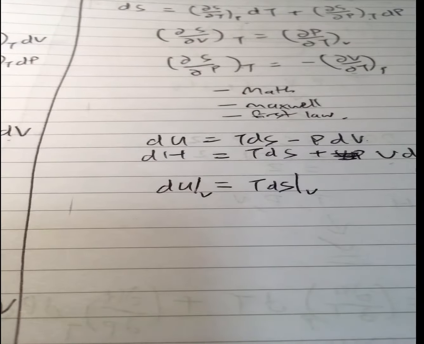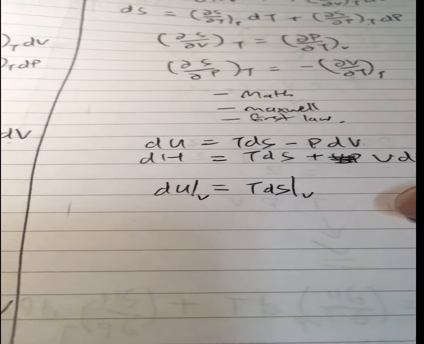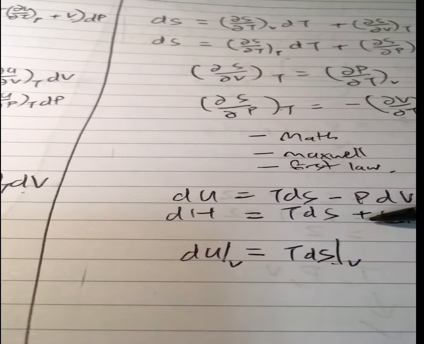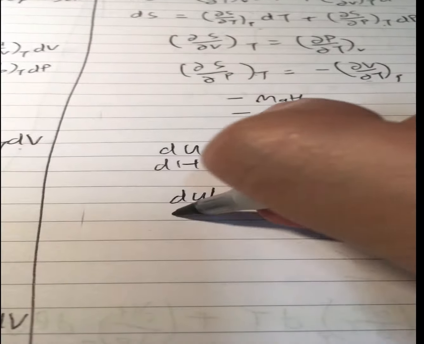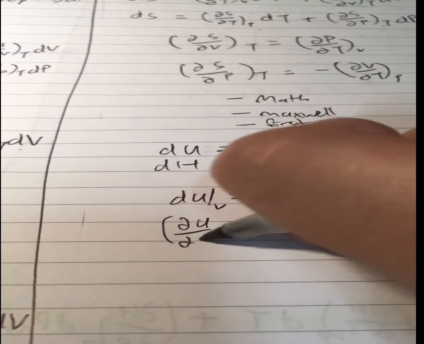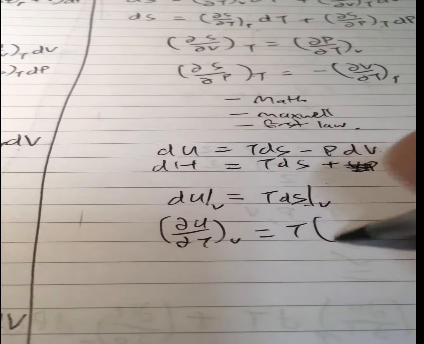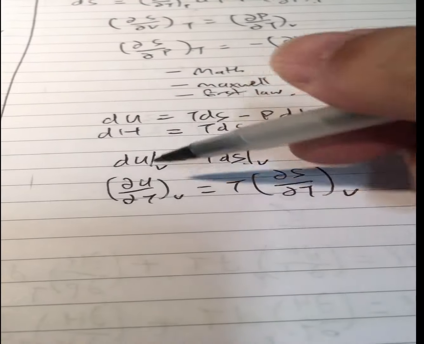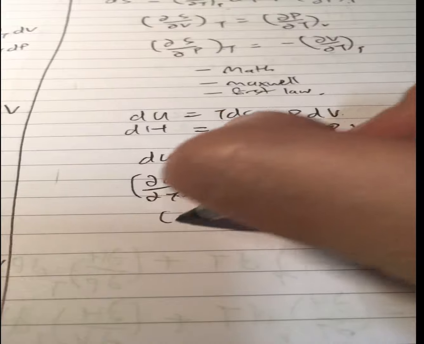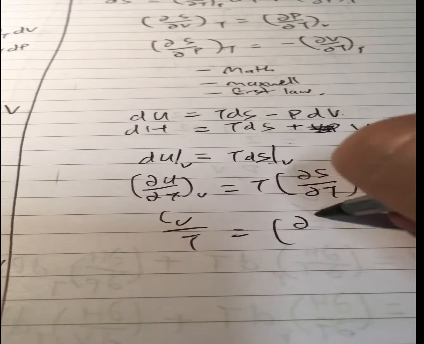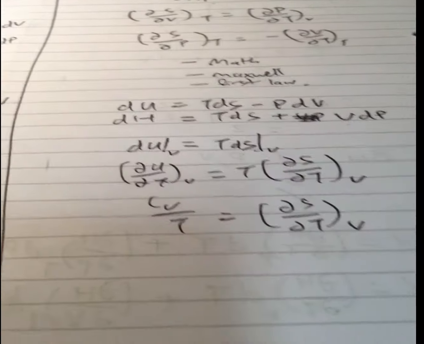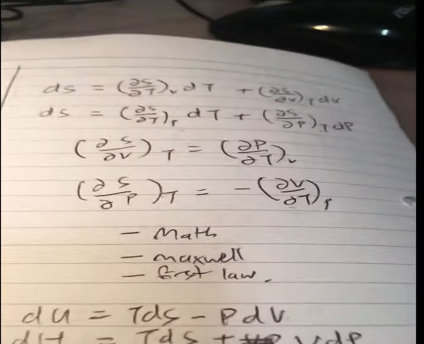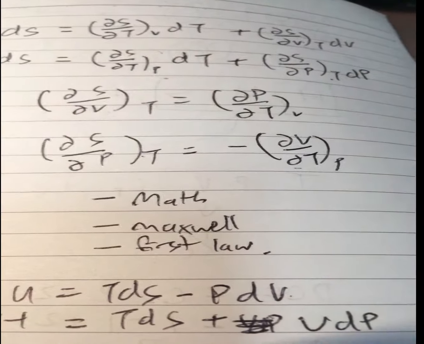Yep, nothing wrong so far. So let's bring this here. So let's divide everything by del T. Right? Oh, what is this? CV. So CV over T equals del S del T at constant V. Not too bad, yeah? So the first one we have solved.